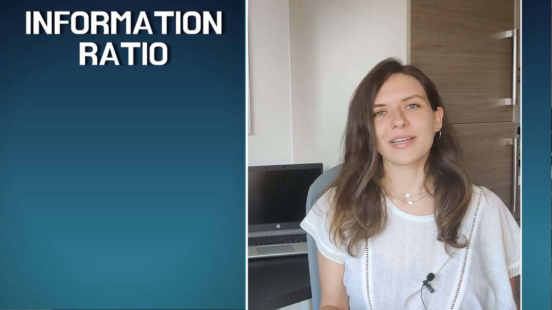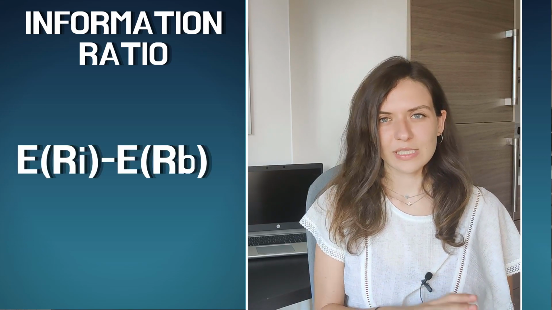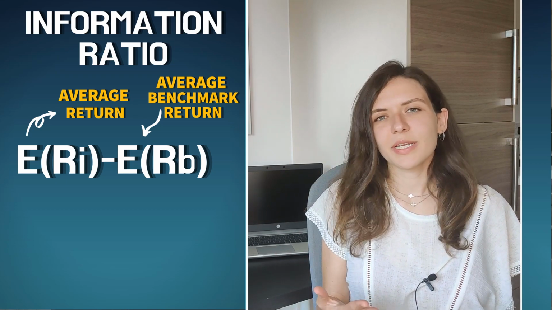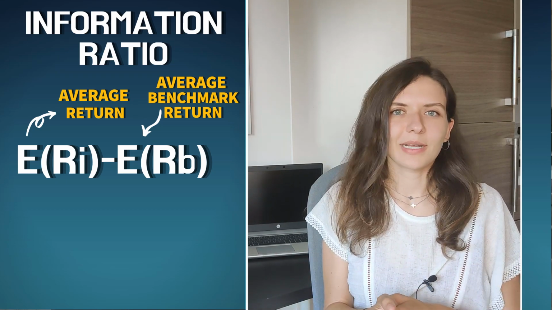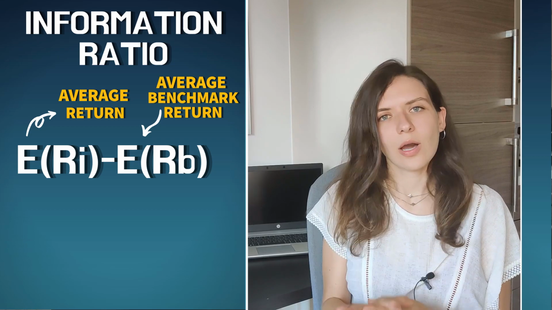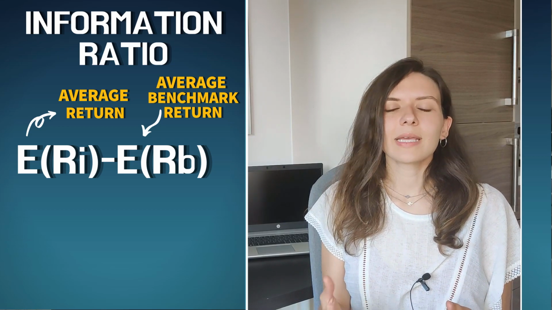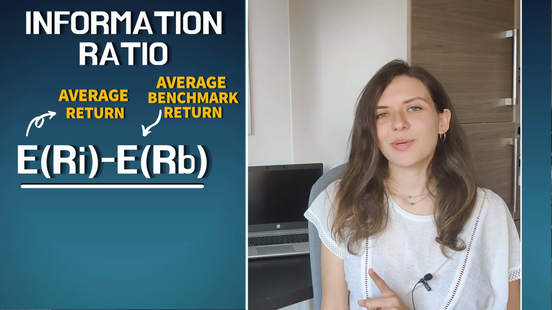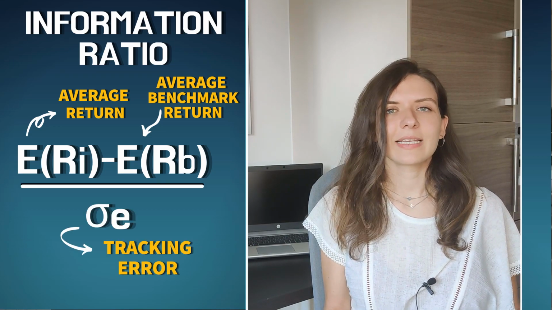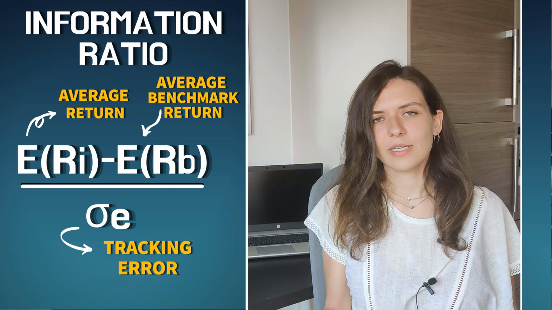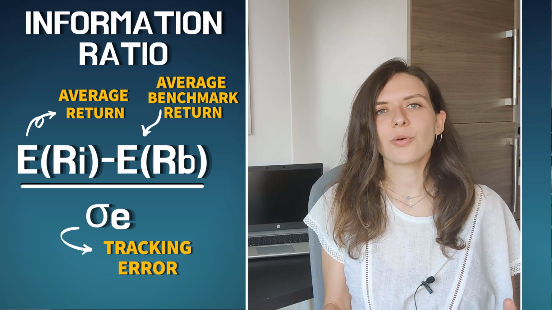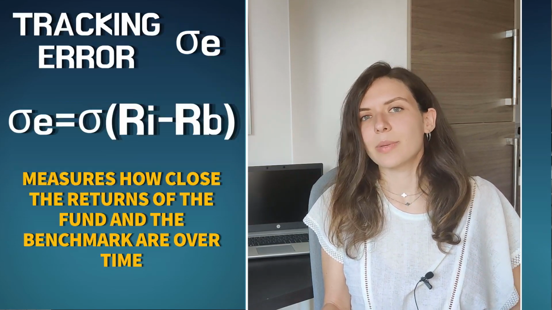And finally, now we are changing the numerator, because instead of subtracting from the average return the risk-free rate, now we subtract the return of the benchmark. The benchmark can be an equity index if the fund manager is specifically trying to outperform equities, or it can be the average return of the fund's competitors. At the denominator, we have the tracking error, which technically is the standard deviation of the difference in the returns of the fund and the returns of the benchmark. So it's a measure of how close these two end up being over time.